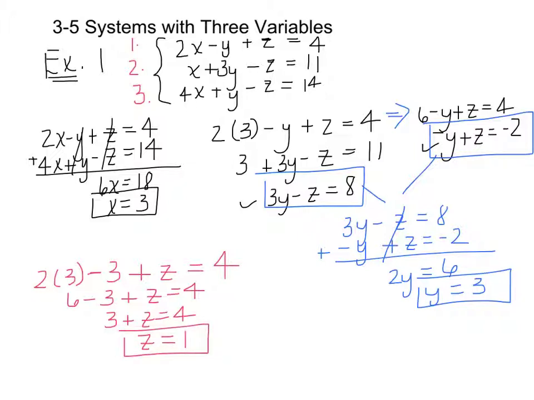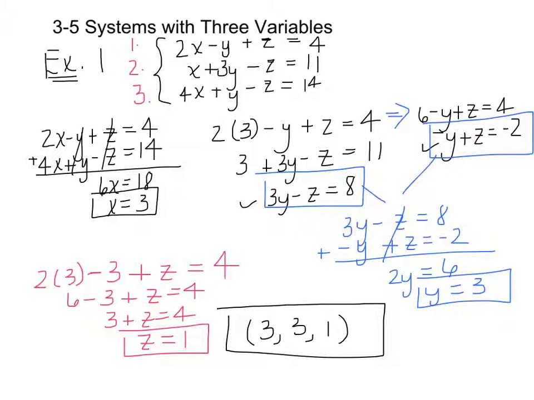Once you get all three, you write it as an ordered triple, alphabetically. So x was 3, y was 3, and z was 1. And the way that you check your answer is you go back and plug it into all three equations, and if they all come out to be true, then that is your solution.